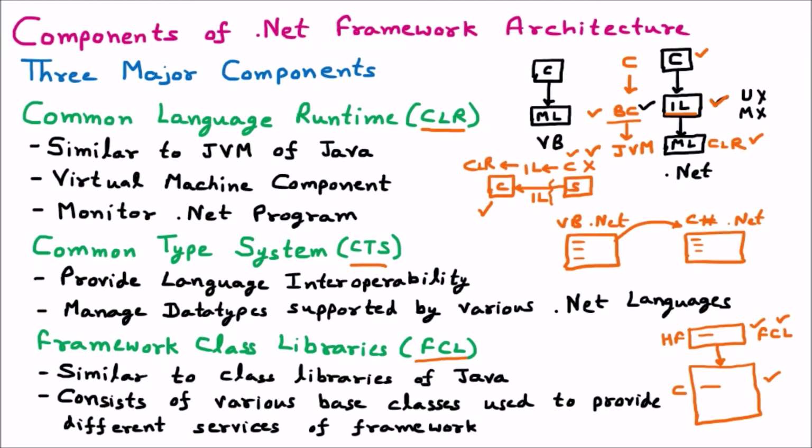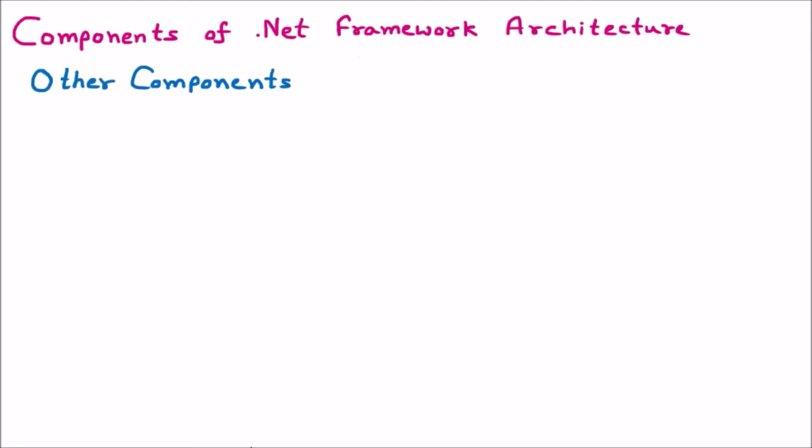Now we are discussing the other components of the .NET framework. Other means they are not top priority, unlike the three components CLR, CTS and FCL. These other components are for sure required but not as important. The first one is the metadata and assemblies.